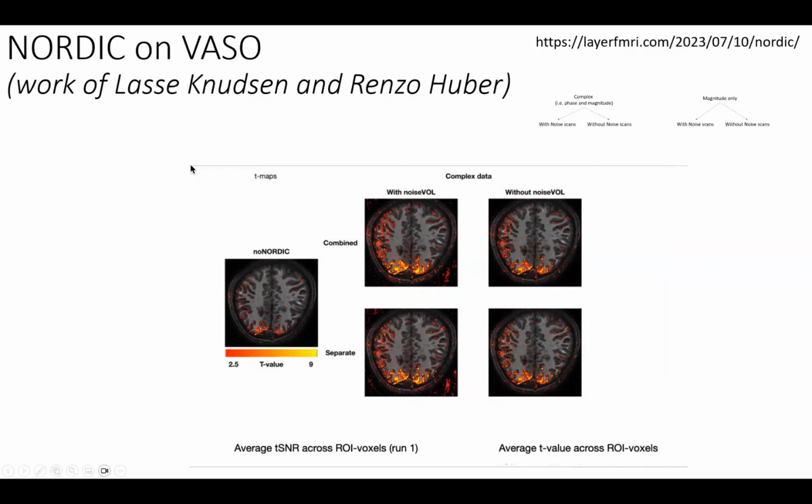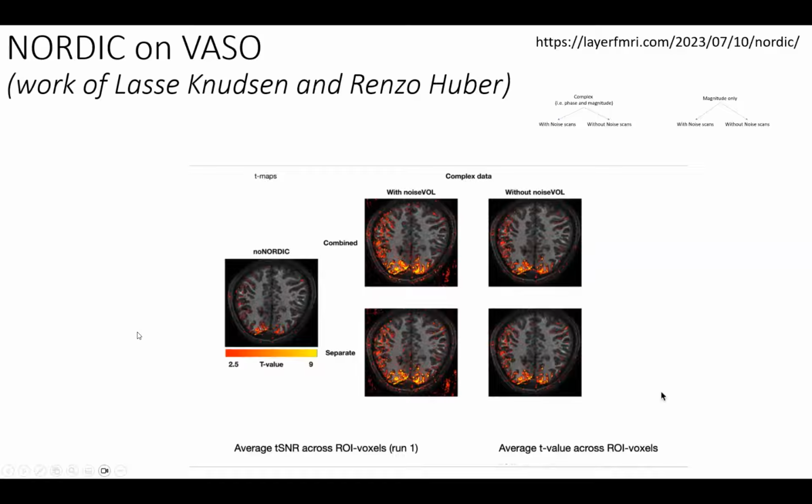So this is an extract from Renzo's post, and here we can see the original data. VASO data is 0.8 isotropic, I think, if I remember correctly, and with the visual gratings, block design, we can see Nordic implemented here on magnitude data and on complex data, flicking between the two. For this specific case, we see that the improvement in noise is larger, so the t-values are larger, when we're using Nordic on complex data relative to when we're using Nordic on magnitude-only data. And also when we're using noise scans, we seem to be removing more noise than when we're not using noise scans. This is by design, because that's how we designed Nordic. We designed it to be less aggressive when noise scans are not there.